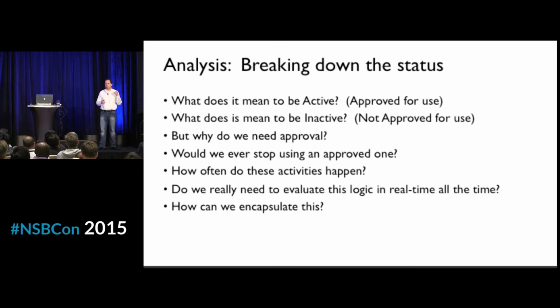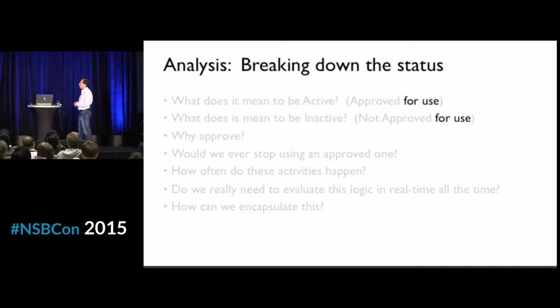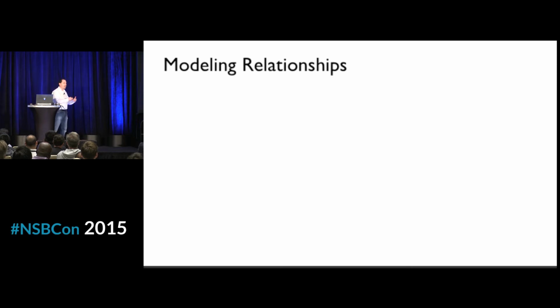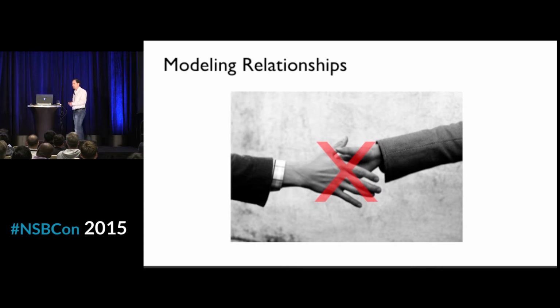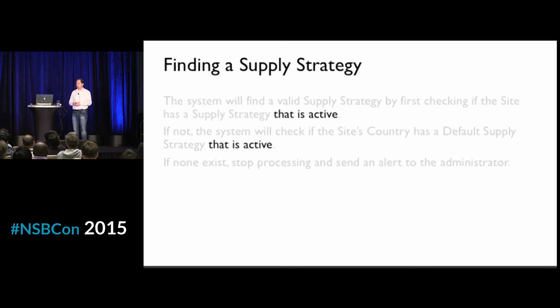What was funny was the answer was right in front of our face: for use. Why should we be able to use a supply strategy if it's not currently approved to be used? So what we did was we were able to isolate and shift that logic out of the problem and enforce those relationship rules when establishing the relationship. So if a site wanted to use a supply strategy, it should have to choose from a list of currently approved supply strategies. If we no longer wanted to use a supply strategy and wanted to deactivate it, we should have to replace all its current usages with another currently approved supply strategy.